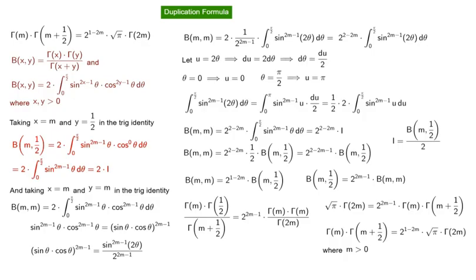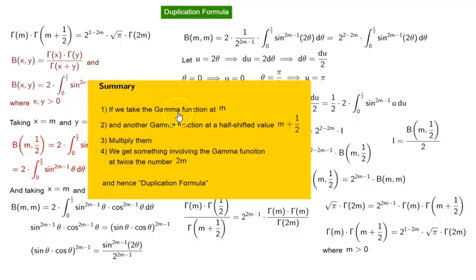To summarize what the duplication formula does: if we take the gamma function at m and another gamma function at a half shifted value, that is m plus half, multiply them, we get something involving the gamma function at twice the number 2m, and hence we call it the duplication formula. In the next session, we will look at some additional identities related to the duplication formula.